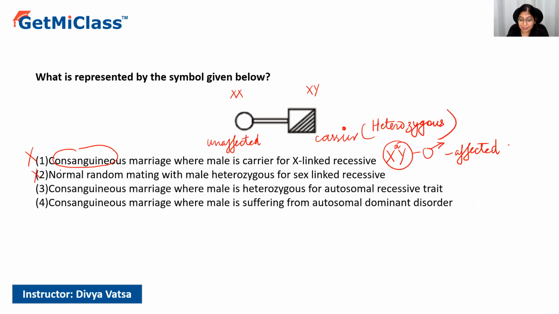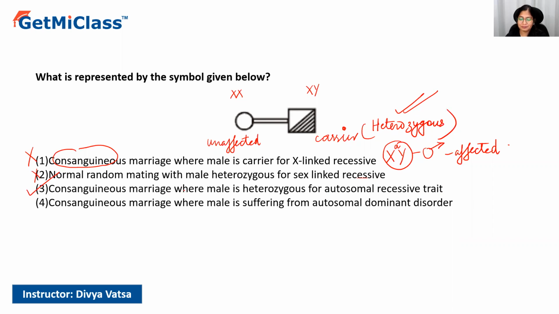Talking about the third option, it is a consanguineous marriage where male is heterozygous. Yes, our male is heterozygous here, for an autosomal recessive trait. Yes, because if it was a sex-linked recessive trait, then he would have been affected by it. But here it is an autosomal recessive trait. Autosomal, that means he can be heterozygous for it. So this option is correct.